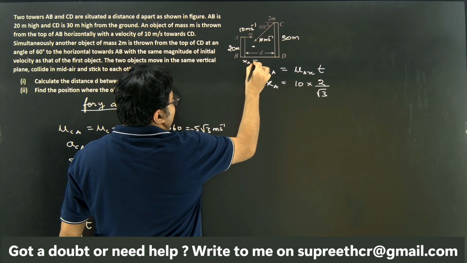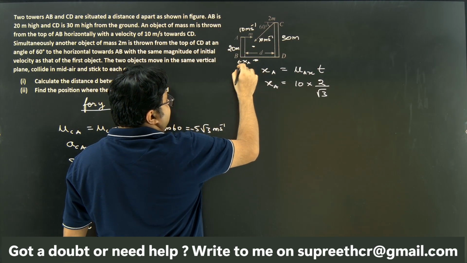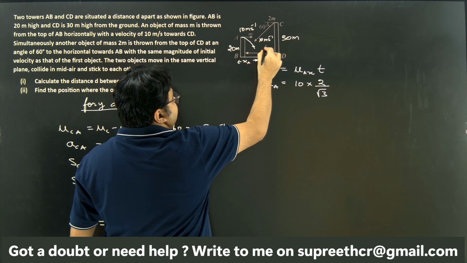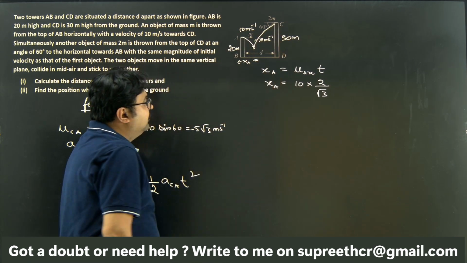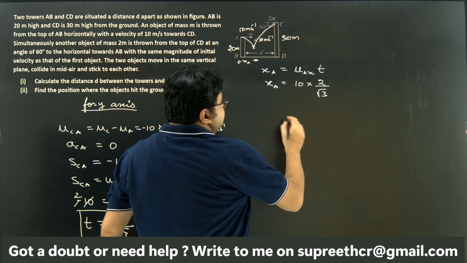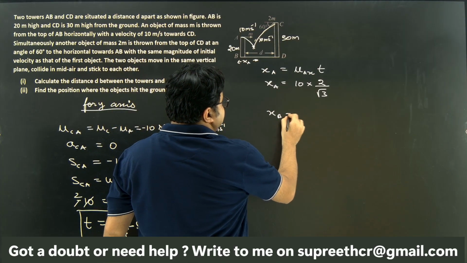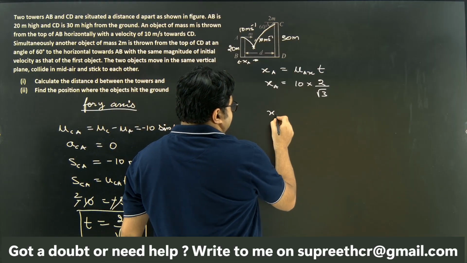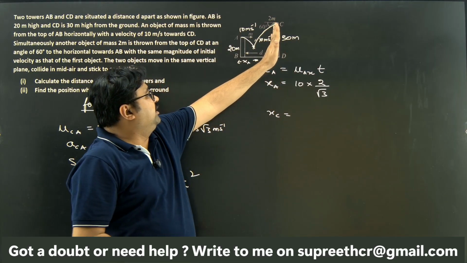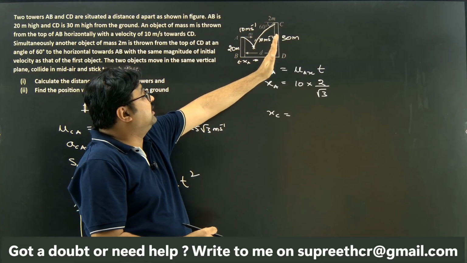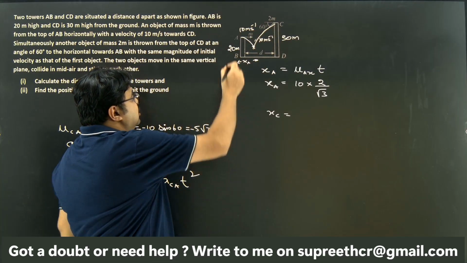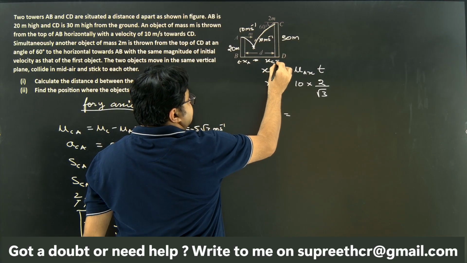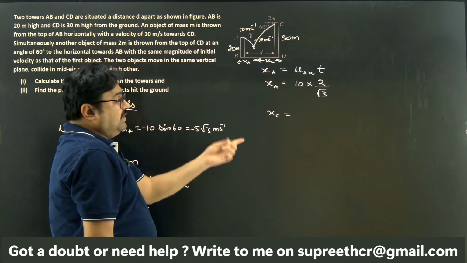Maybe both of them meet somewhere here. So XA would be the distance from the tower to the point where they meet. They would come and meet like that, right? XA is this, and similarly, what is XC? XC is the distance that particle C travels from the second tower to the point of collision. Let me call that XC.